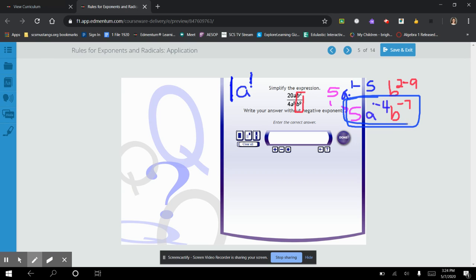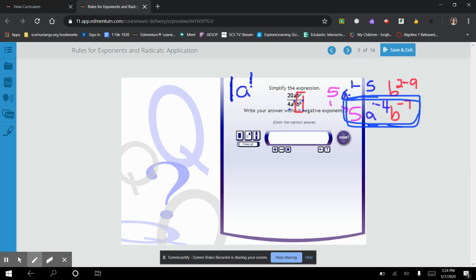So this is my potential answer right here. There's only one A, there's only one B. Whereas before, when we did this problem, there were two A's and two B's. We simplified it down to the point where there's only one of each variable. Then we need to check and see, do I have any zero exponents? So looking, we don't have any zero exponents that need taken care of.